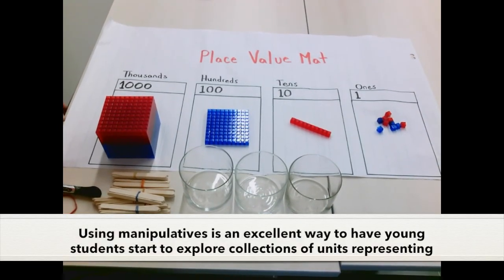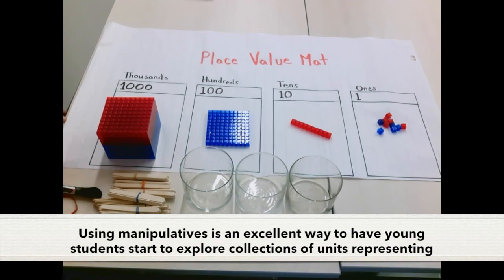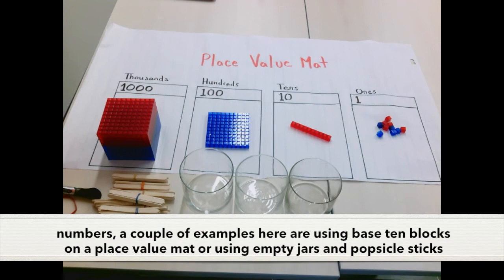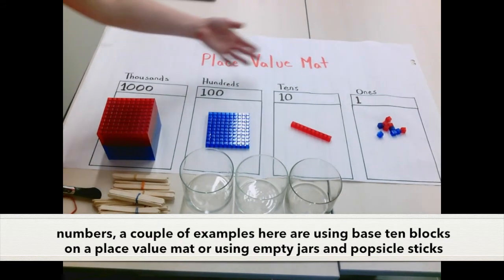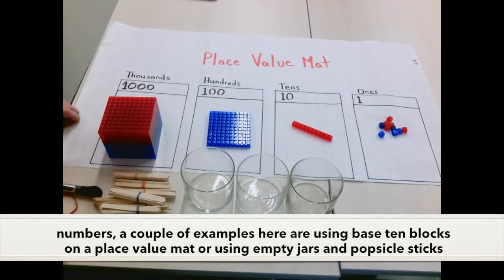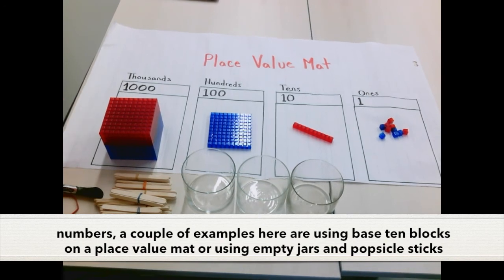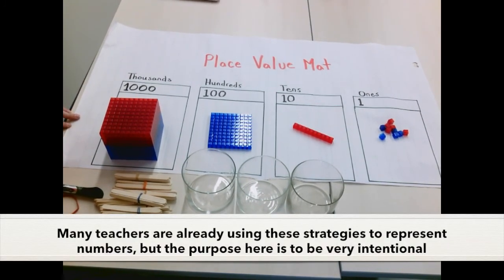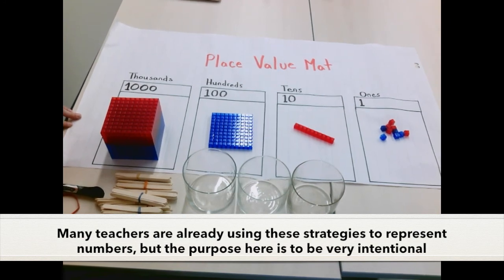Using manipulatives is an excellent way to have young students start to explore collections of units representing numbers. A couple of examples we have here are using base 10 blocks and place value map, or using empty jars and popsicle sticks.